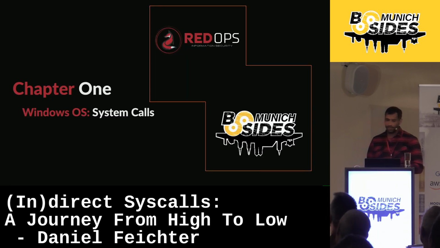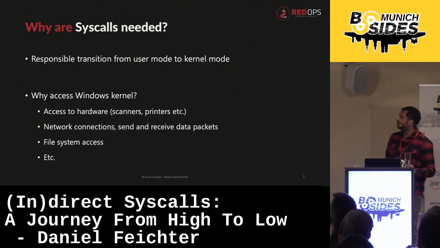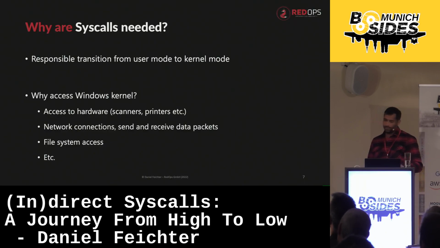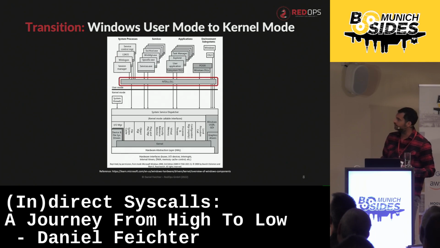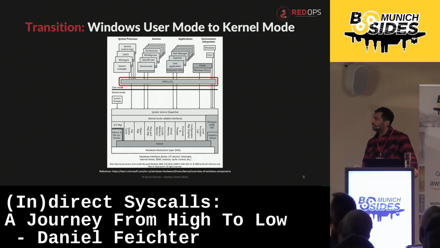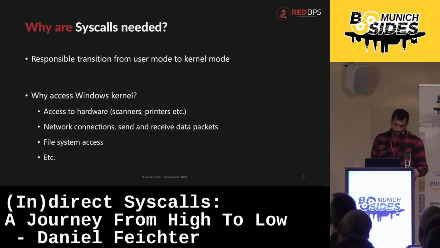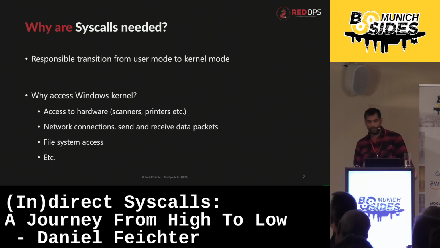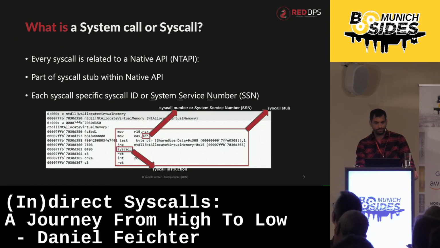Okay, so chapter 1. Windows OS system calls. What are they responsible for? When you imagine you have an operating system like Windows, you have your user mode and your kernel mode. And if you want to make a transition from user mode to kernel mode, we need system calls. So system calls are necessary, for example, to access parts which are placed in kernel, like hardware, device drivers, scanners, printers. If you want to save a file, you need temporary access to the file system. Therefore, we also need system calls.